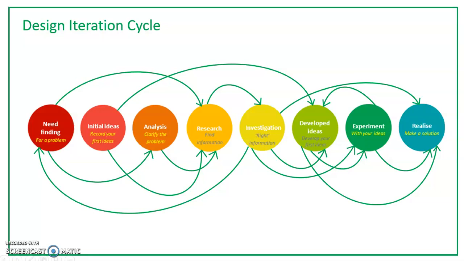So this is a quick overview of my design thinking diary for the submission. First of all is my design iteration cycle, and this is just a look at my thinking throughout the project, how I went from need finding all the way to realizing the final solution, and where I jumped backwards and forwards throughout the way.